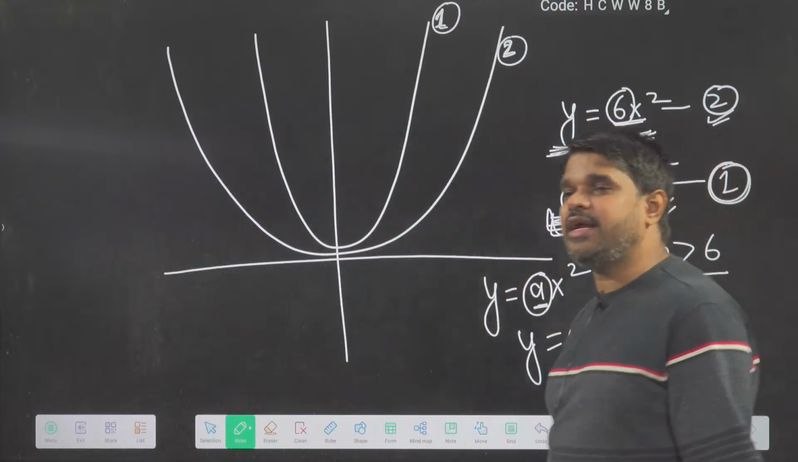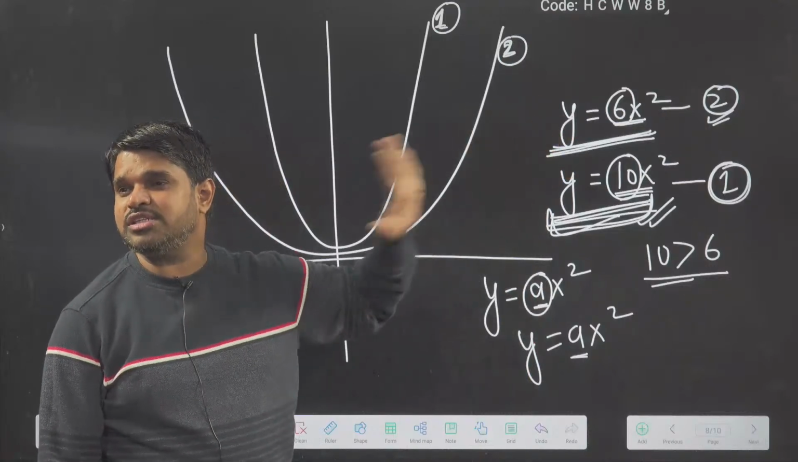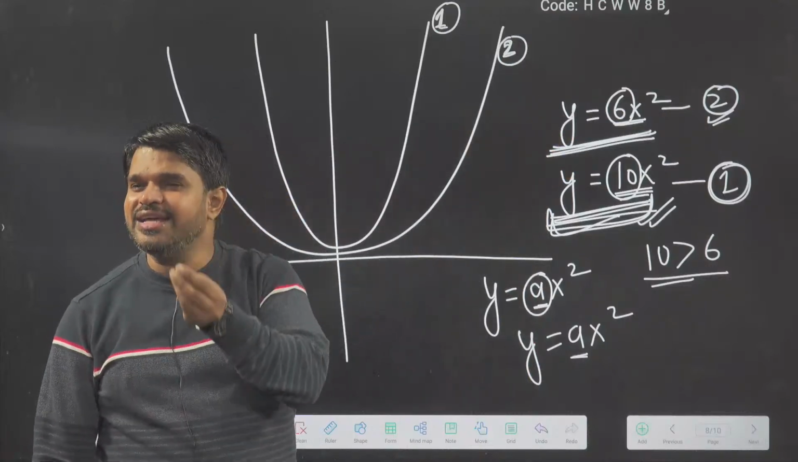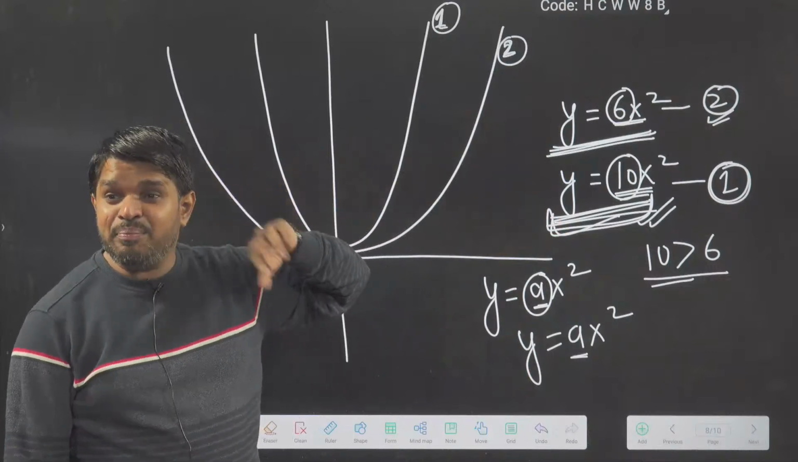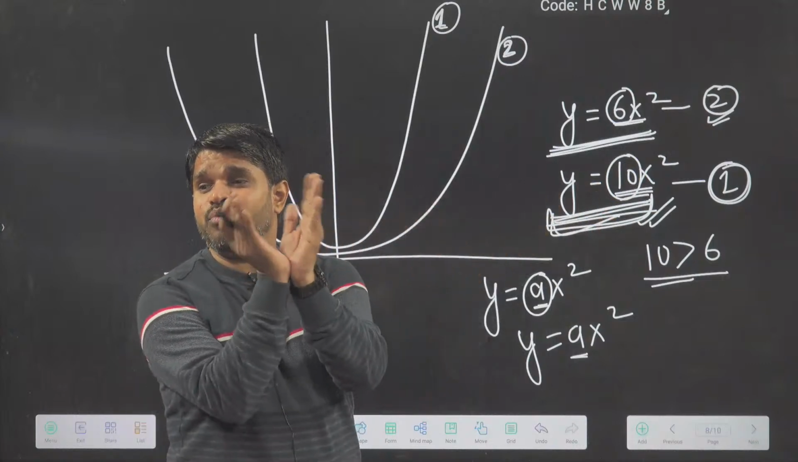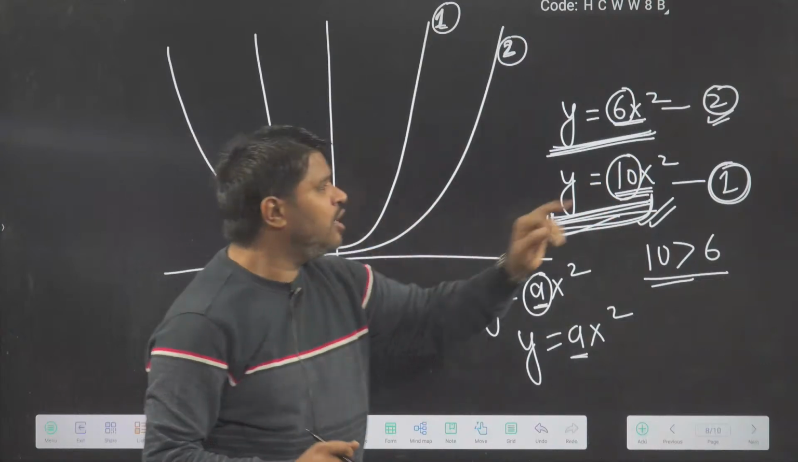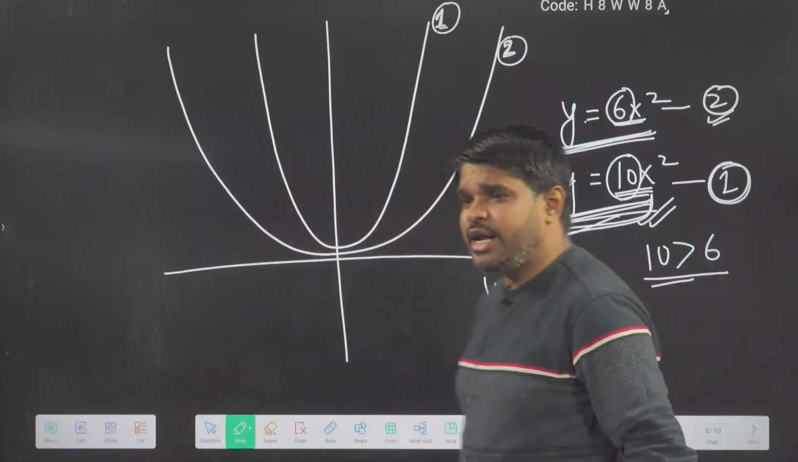Anyone still having doubt? Tell me. Y equals 6x square, y equals 10x squared. Even if I take any other example, with any two numbers, the parabola with the higher coefficient of x squared will be more inside. The parabola with the lower coefficient of x squared will be outside. Okay, now let's proceed.